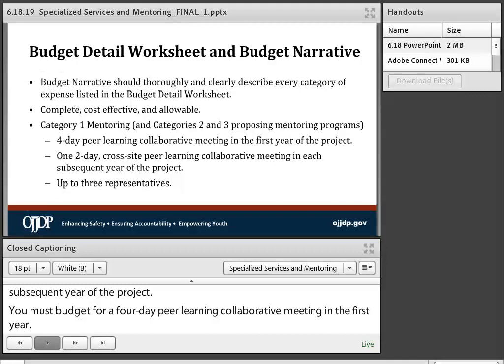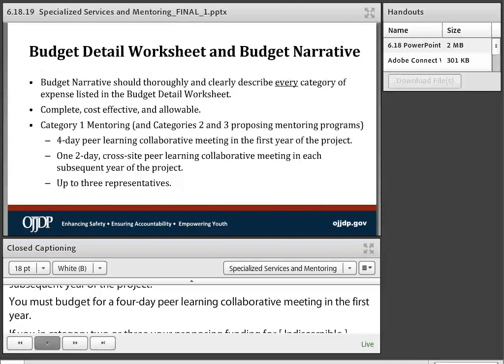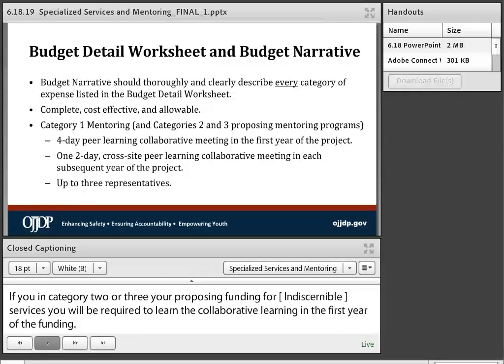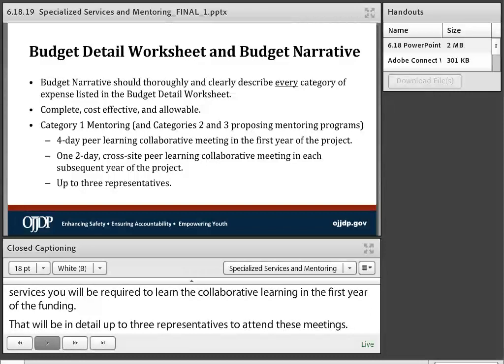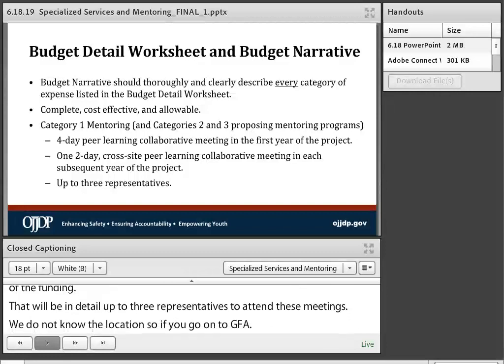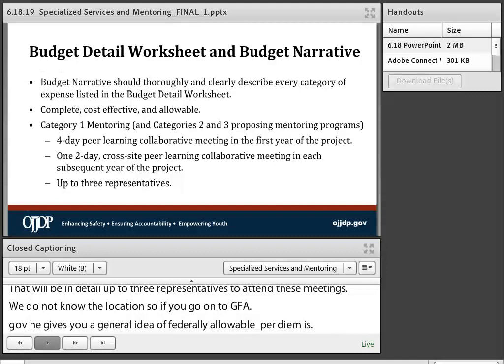So that will be, and it's detailed within the solicitation, up to 3 representatives to attend these meetings. We do not know the location, so if you go on to gsa.gov, it gives you a general idea of our federally allowable per diems. That'll give you a sense on what to budget, how to budget, but making sure that you have a placeholder within your budget that addresses those required meetings for Category 1 and possibly Categories 2 and 3.